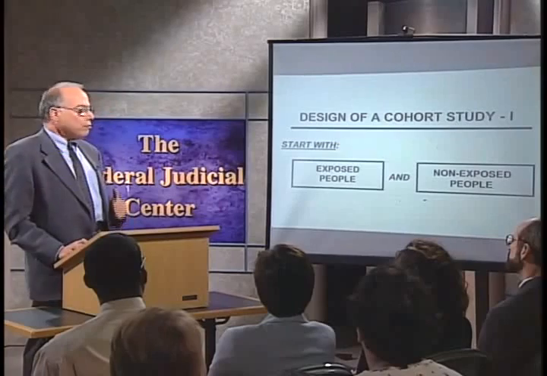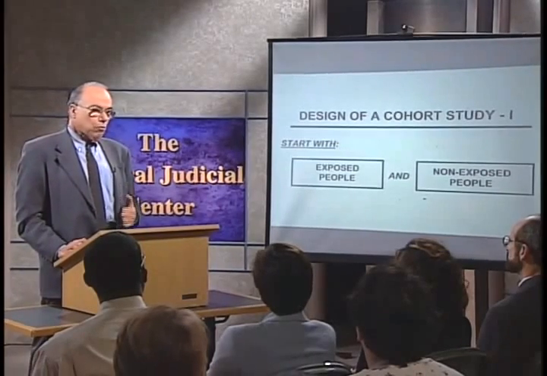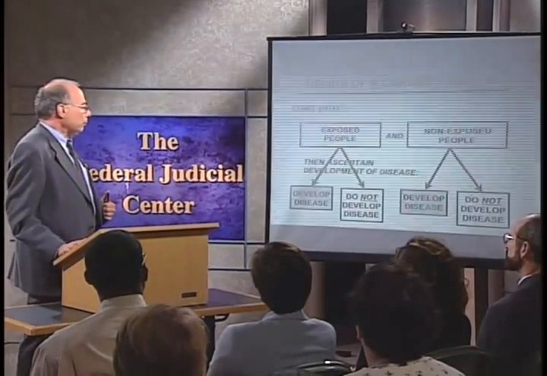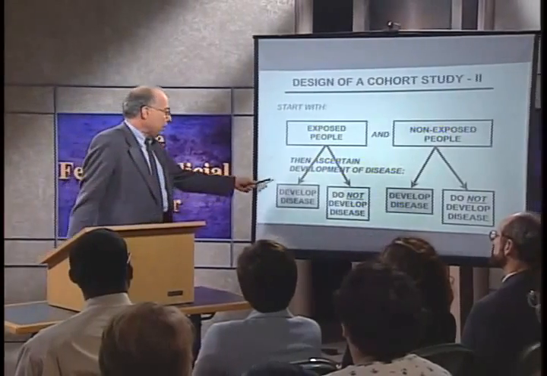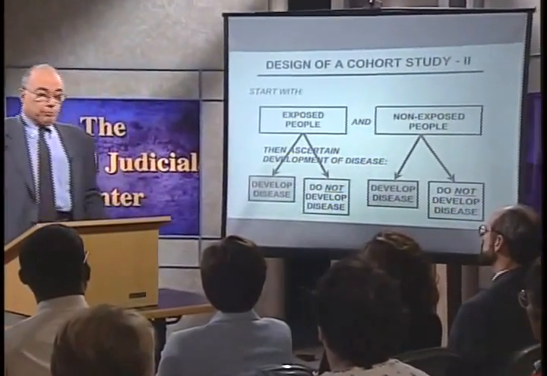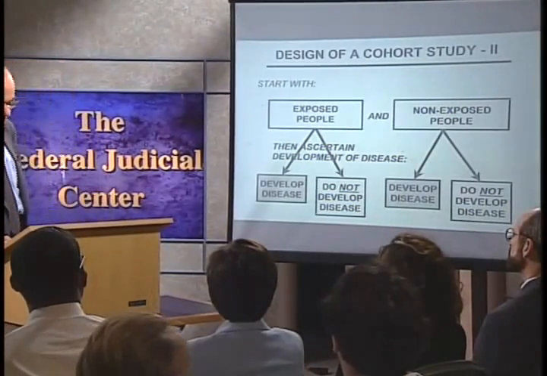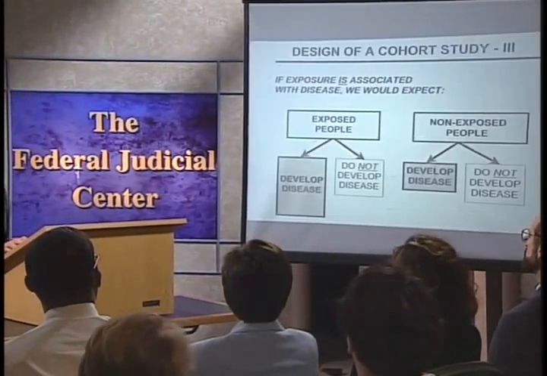Let's look at this in a little bit more detail. This slide shows that in a cohort study, we begin with exposed people and compare them to non-exposed people. This is the hallmark of a cohort study. We then ascertain what proportion of both groups develop the disease in question. If exposure is associated with disease, we would expect that a greater number of exposed people will develop the disease than do non-exposed. This is the straightforward rationale of the cohort design.